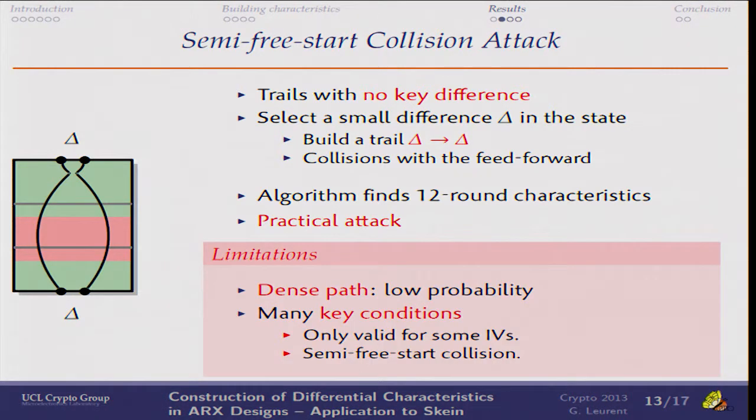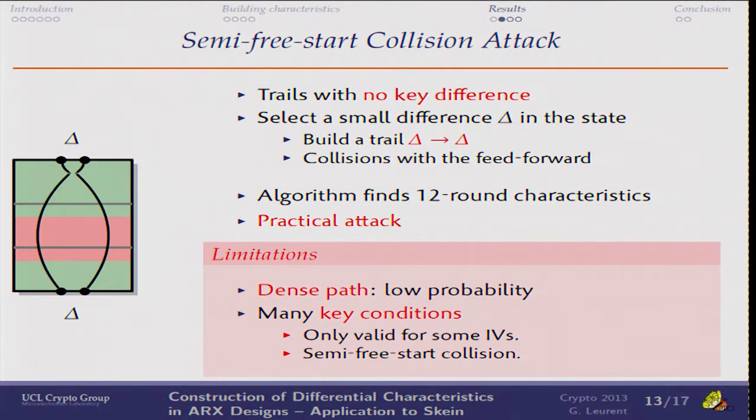It actually works. The bad thing is that the paths are not that good. They are actually pretty dense, so they have a relatively low probability. And more importantly, we have many conditions on the key. This means that those trails are only valid for some subsets of the chaining values, and that's why it's hard to build a collision attack out of them.